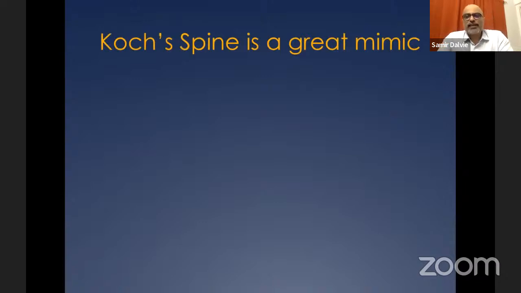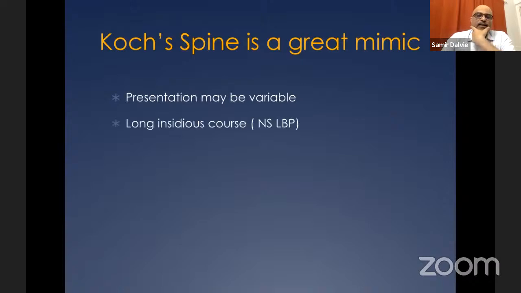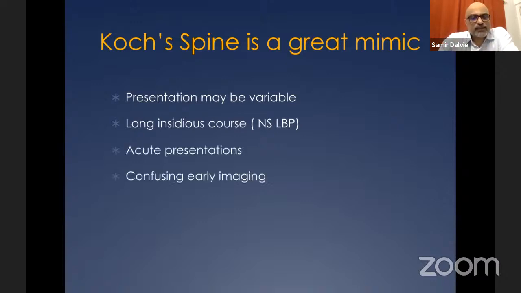So Cox spine is a great mimic. The presentation may be variable. It has a very long insidious course, and many of these patients may be mistaken for non-specific low back pain. And some patients come with acute presentations. The early imaging is confusing.